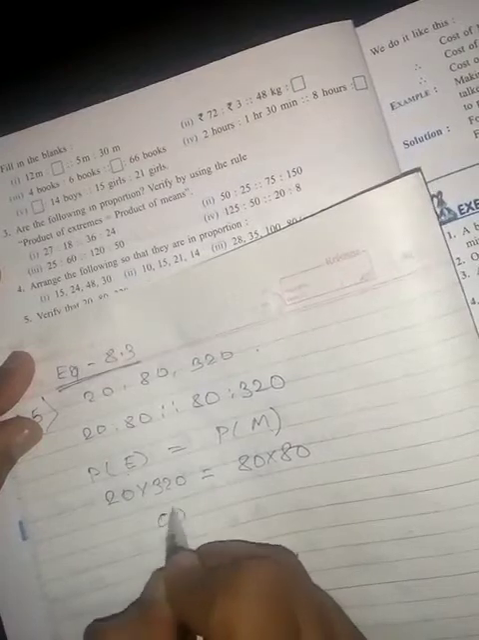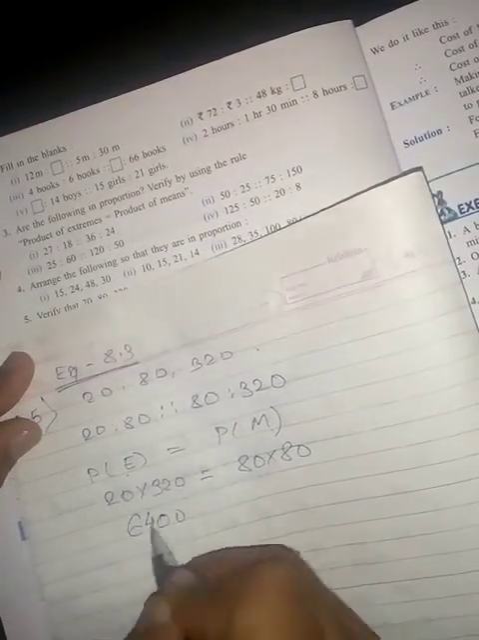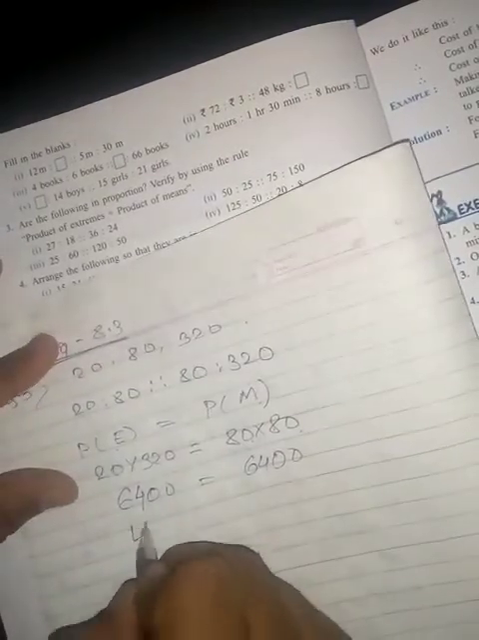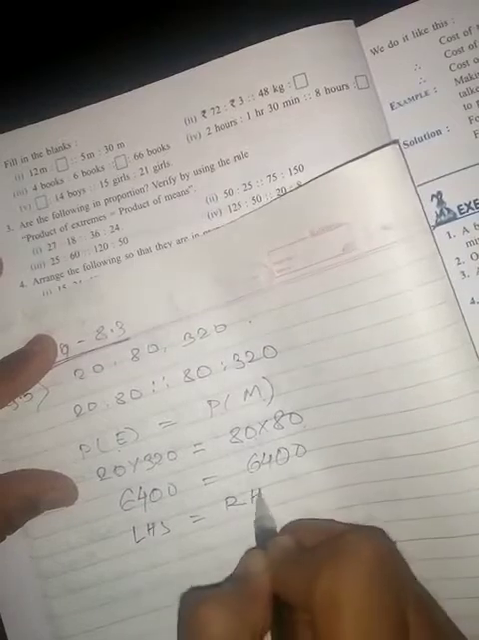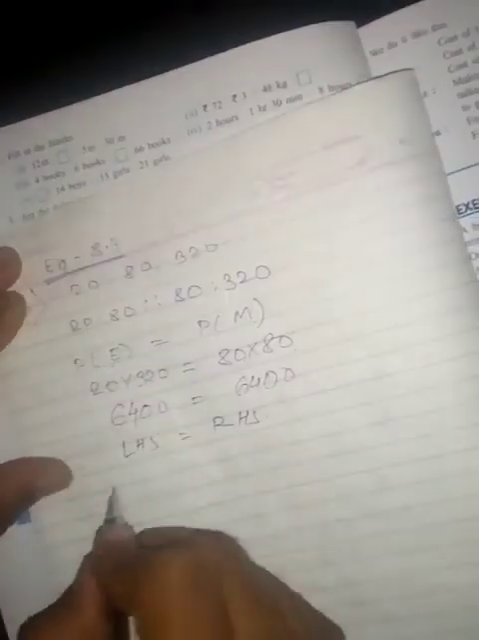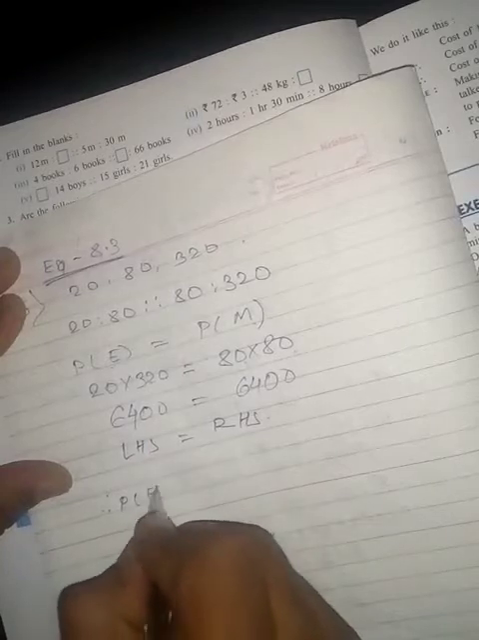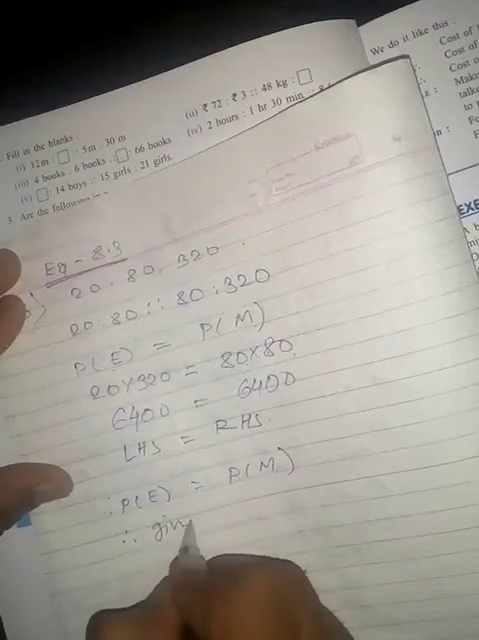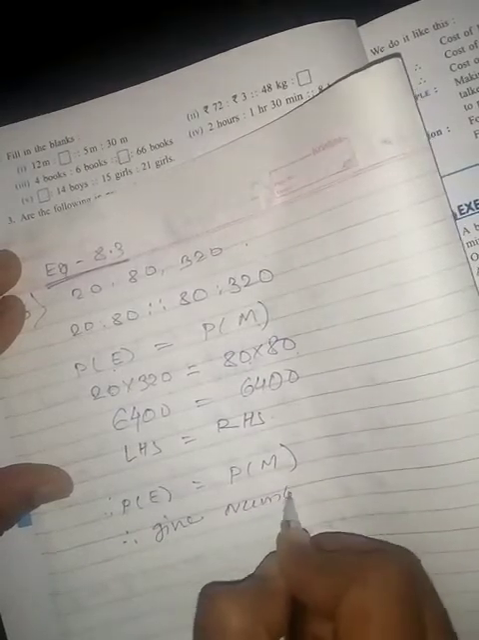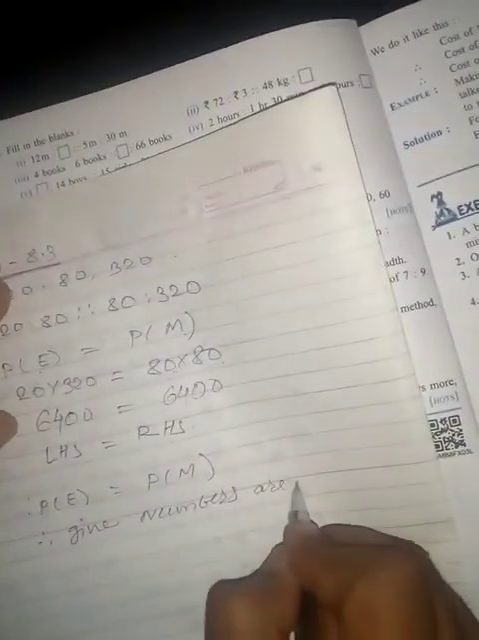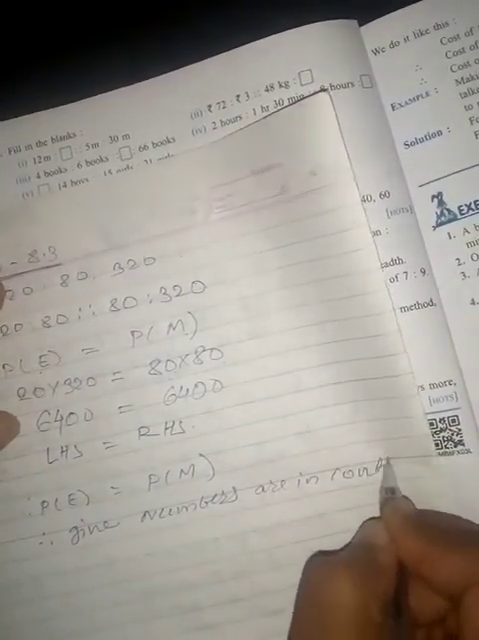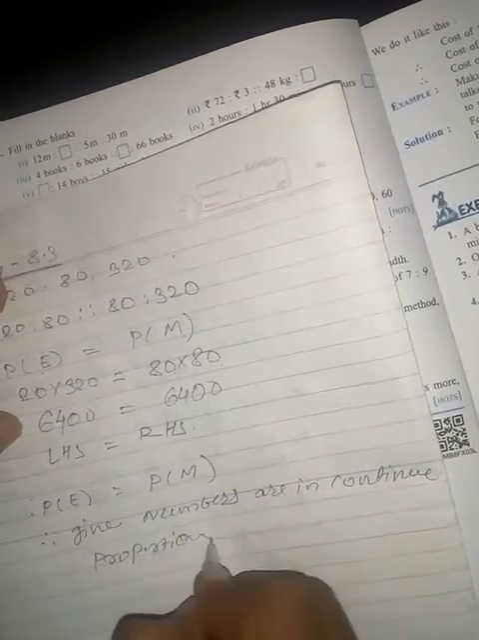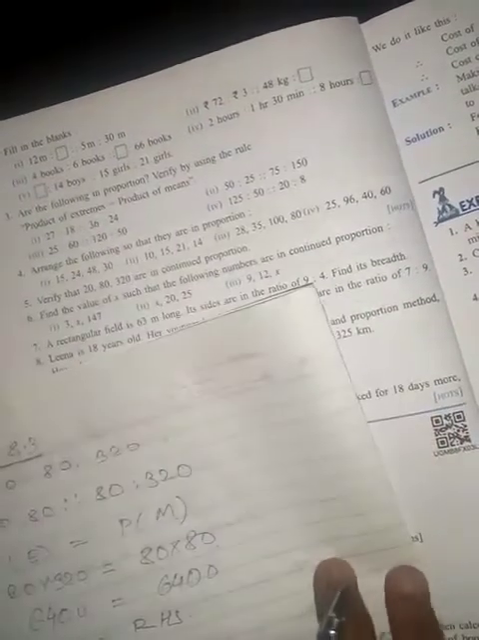Here are 2 0, write 2 0. 32 2s are 64 is equal to 2 0, and 8 8s are 64. Therefore LHS is equal to RHS. Okay, so hence we can say that product of extremes is equal to product of means. Hence the given numbers are in continuous proportion. Understand? Like that only, very easy things.